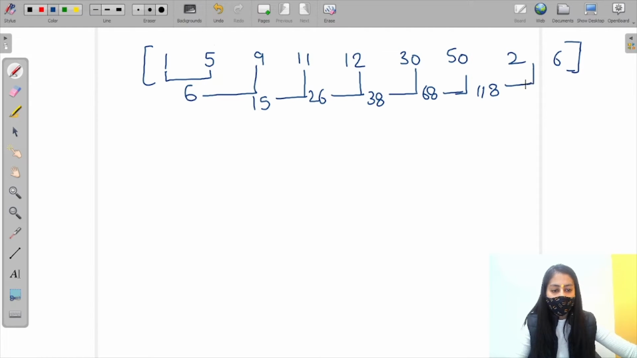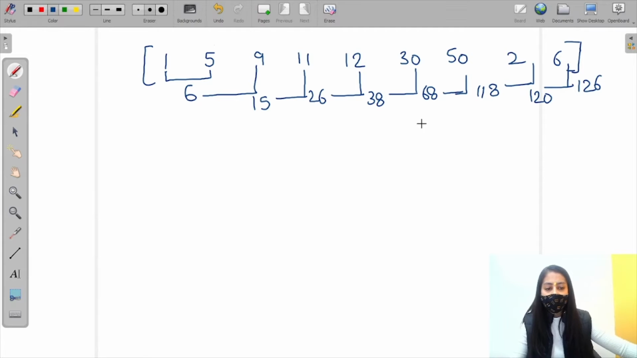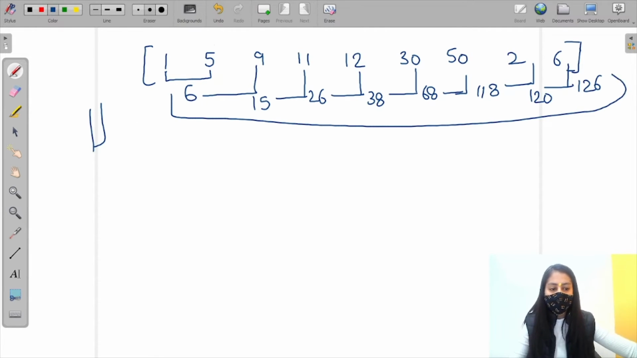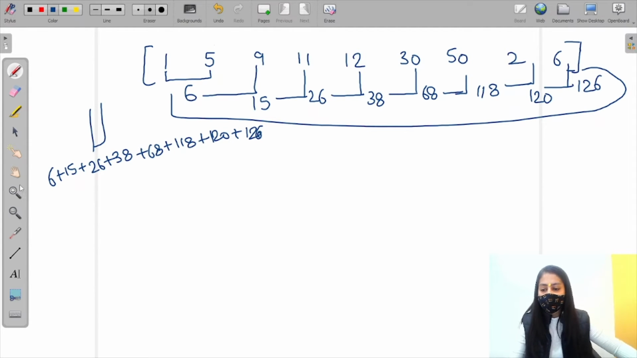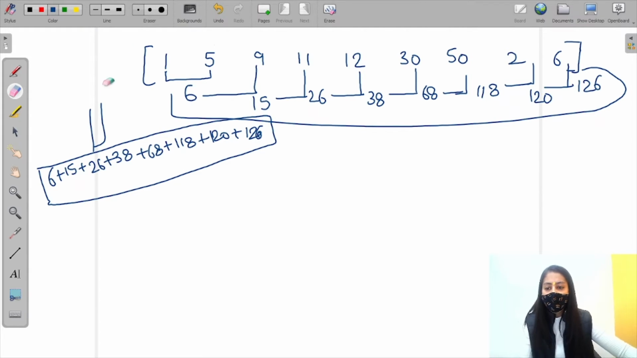Next, I join these two sticks. I pay a cost of 120. Next, I join these two sticks. I pay a cost of 126. So, I have joined all these sticks into one single stick by paying this much cost, right? So, my cost is what? 6 plus 15 plus 26 plus 38 plus 68 plus 118 plus 120 plus 126. So in order to join all these sticks into a single stick, I have paid this much amount, right? Now we have to find the minimum cost, right?